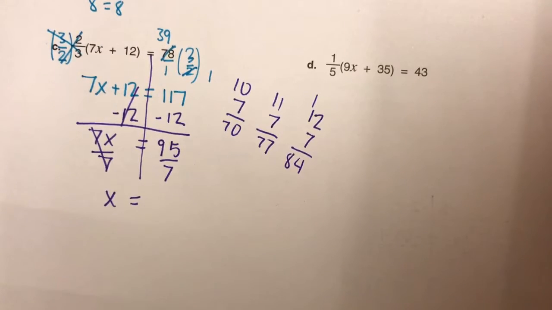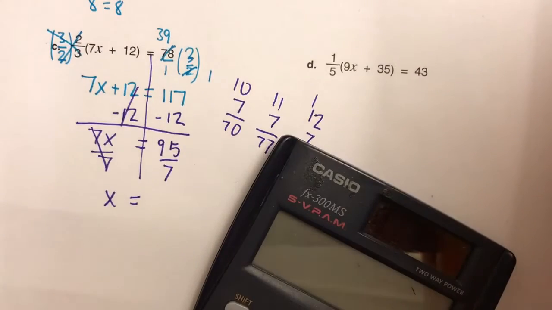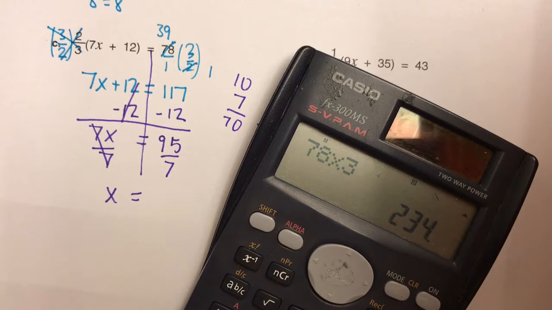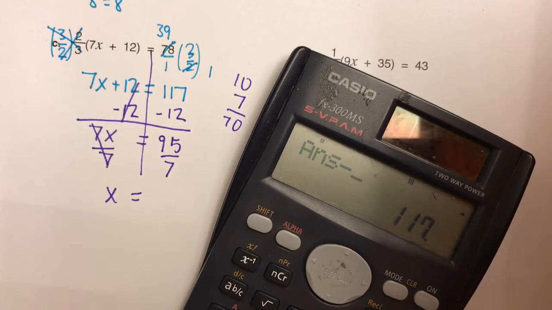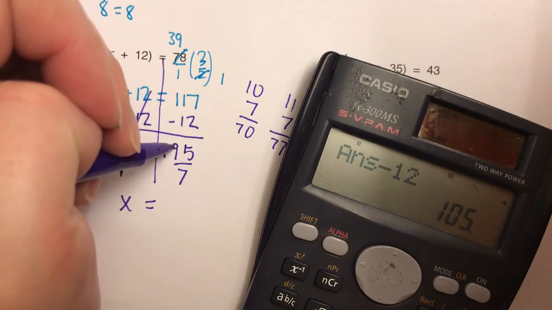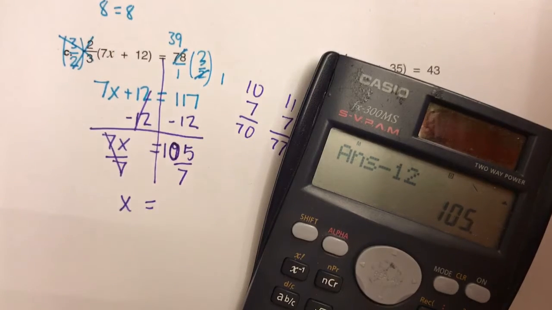Let's check this out. So the first thing I'm going to do is go back and check out 39 times 3, and I do have that 117. Let's make sure that we have 78 times 3, and then divided by 2, we do have 117. 117 minus 12 is 105. So my math was wrong here. So this is 105. So hopefully you're still with me.